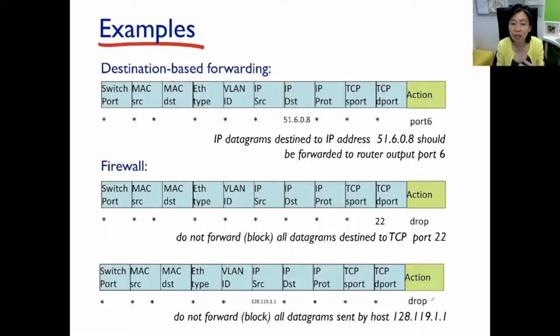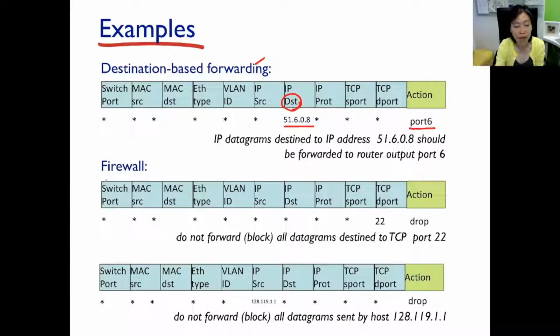Let's take a look at how diverse these rules can be, again through a number of examples. First is the destination-based forwarding. And this is essentially the traditional forwarding, where we look at the destination address. So if you have a packet, and the header's destination field says 51.6.0.8, now we forward that packet to output port number 6. So you see here, the SDN router can actually emulate the behavior of a traditional router. And the flow table there is actually a very general form of the forwarding table.